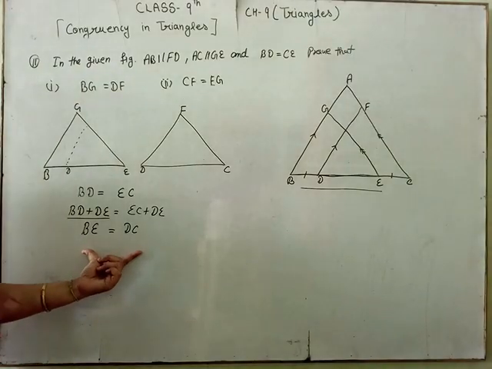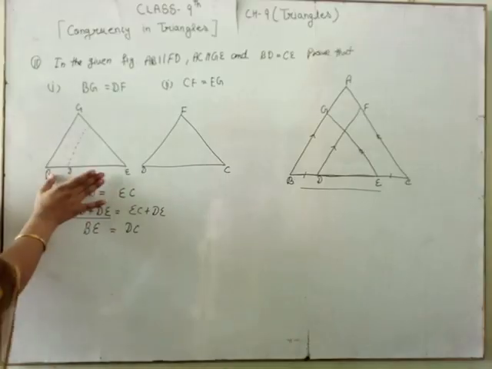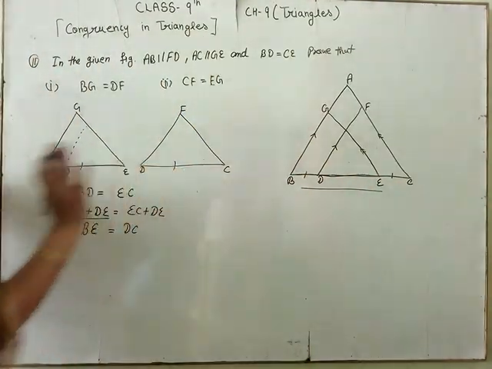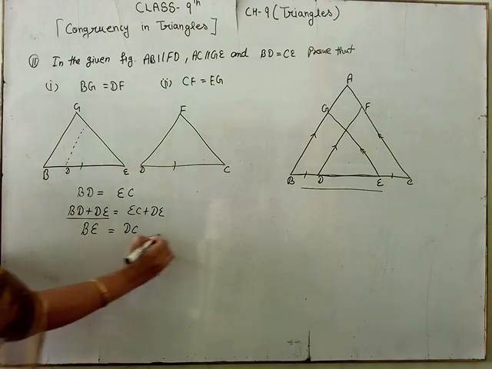First, BE of this triangle equals DC of this triangle. The first condition is complete.